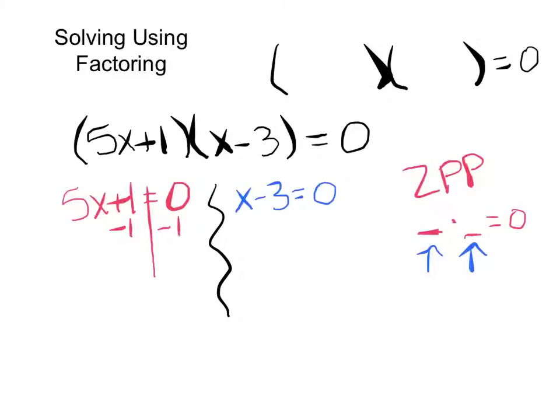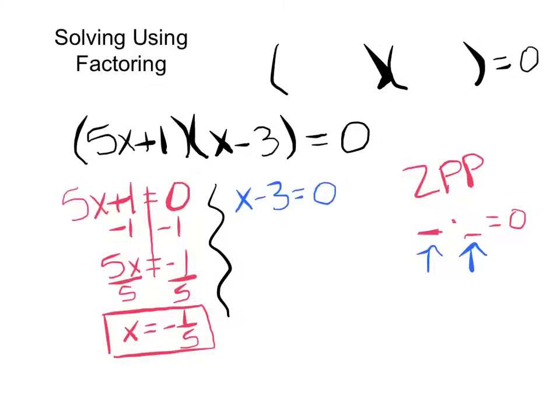Subtract 1 from both sides. So you get 5x equals negative 1. Divide both sides by 5. So you get x equals negative 1/5. So one of the solutions to this quadratic is x equals negative 1/5. If we look at the other factor and we solve that one, all we have to do is add 3 to both sides. So we get x equals 3. So this quadratic has two solutions, or two x-intercepts, and those two x-intercepts occur at 3 and negative 1/5.